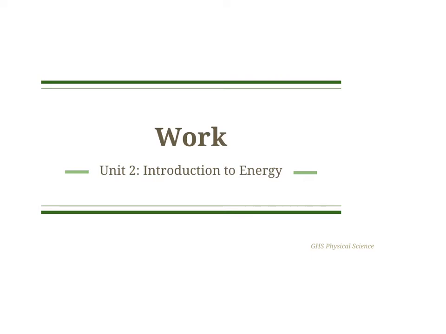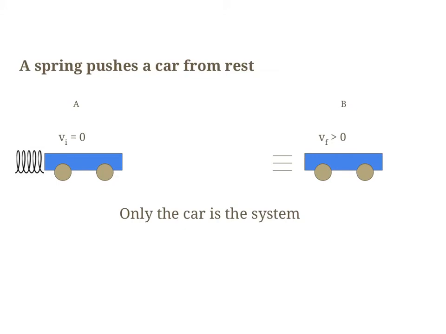So today we're going to be learning about work as it applies to the energy bar charts and what the definition of work is in physical science. So we need to take a look at a system first and then make a decision about what's going on in the system. So in this case, we are told that a spring is pushing a car from rest. And I'm telling you that only the car is the system.